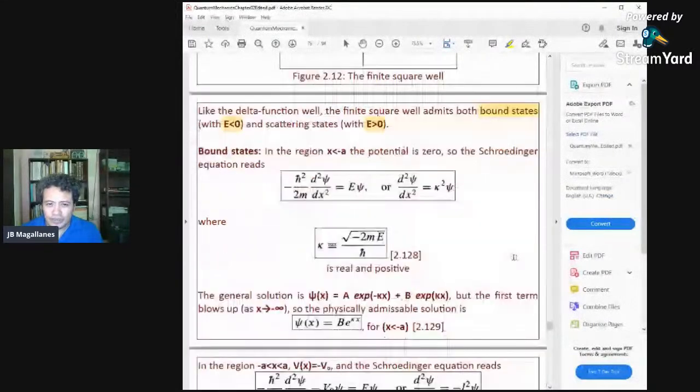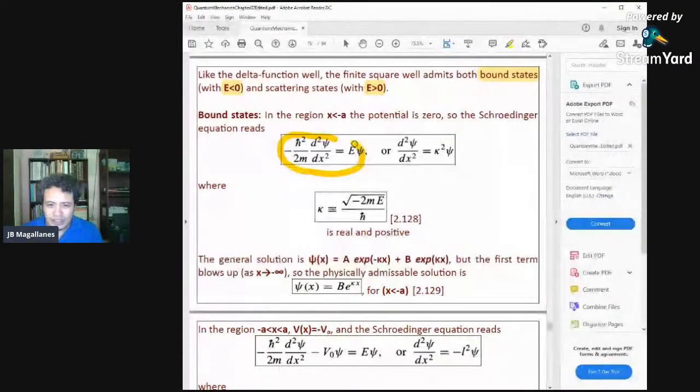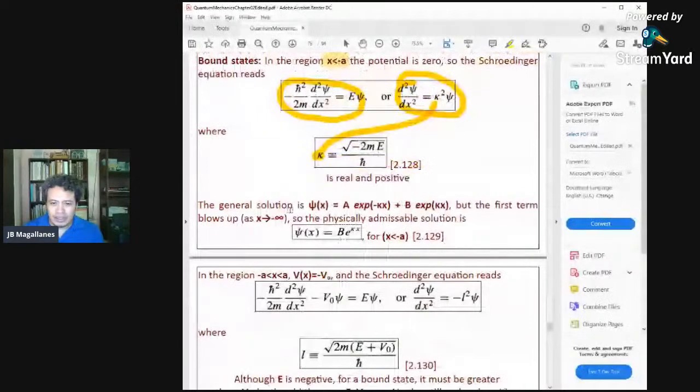So your Schrodinger equation will now look like this for this region. If you transform that, you will have this, and then you will have kappa equal to the square root of negative 2mE over h bar. The general solution here would be this, but because you're in the negative region, the first term will blow up. So you let A equal 0, and only this is your solution for x less than negative a.